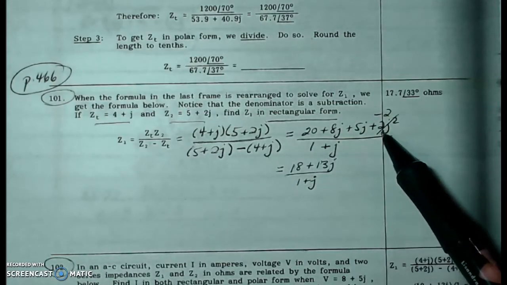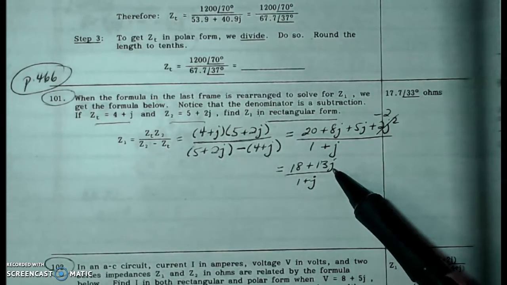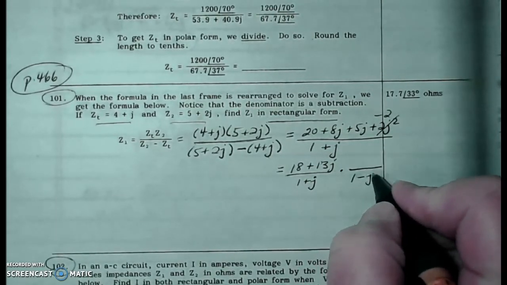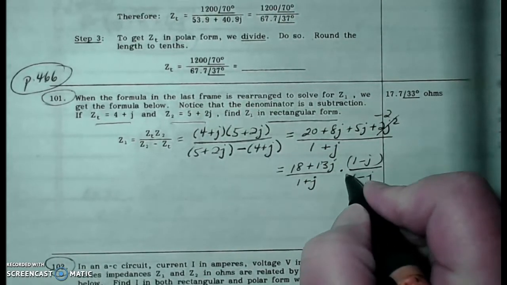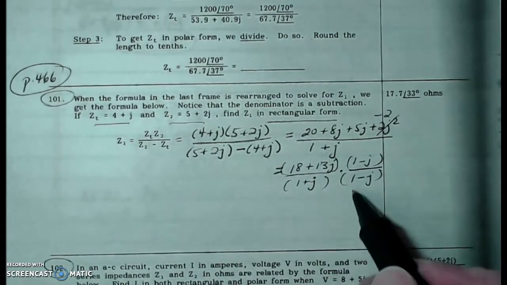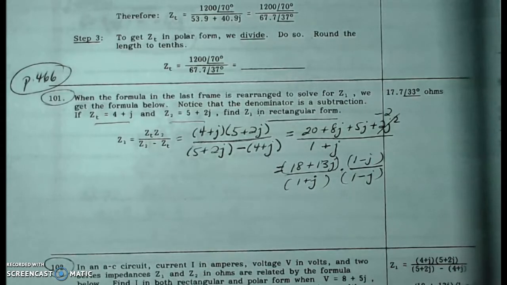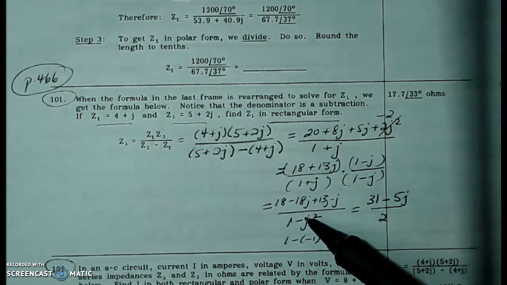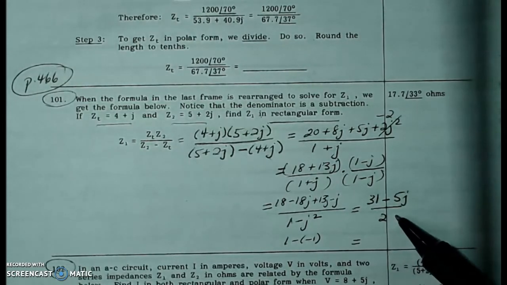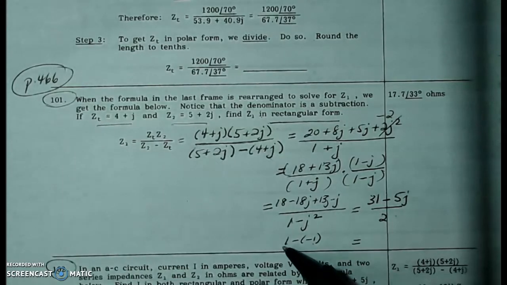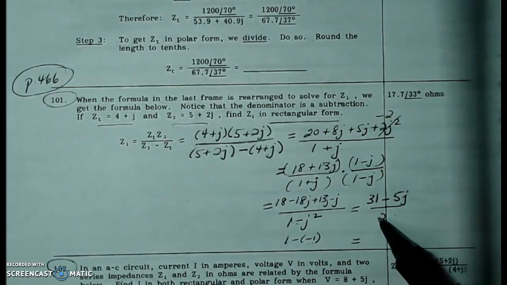When I FOIL and I change j squared to be worth -1, I end up with 18 plus 13j over the quantity 1 plus j. The conjugate is 1 minus j, and you're going to need to multiply top and bottom of your fraction by 1 minus j and simplify. So multiplying those out, I get these quantities, which simplifies to 31 minus 5j over 2. Now remember, j squared is worth -1, and 1 minus -1 is actually worth 2.